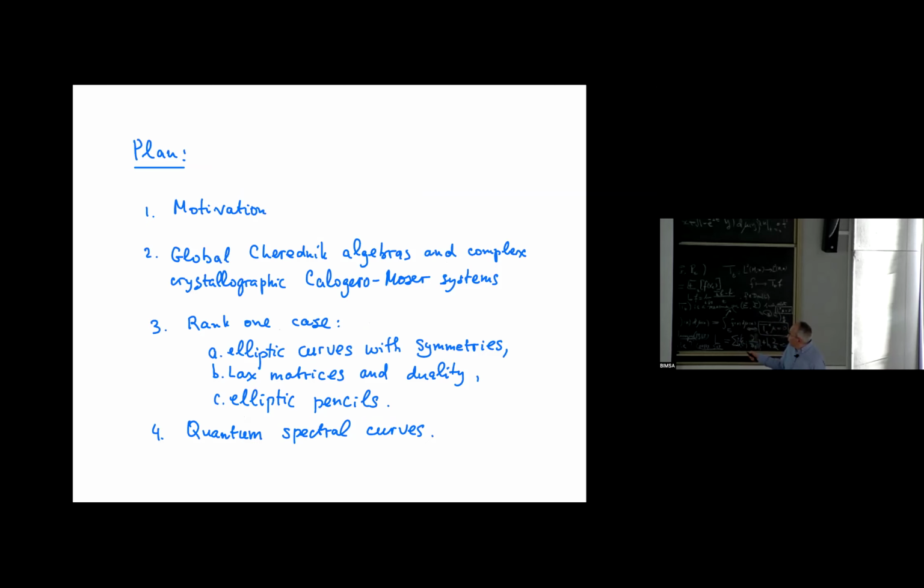And so let me just tell you the plan of the talk. I will give some motivation. Then I will talk about Coxeter-theoretic algebras, which underlie the construction of these integrable systems. And then mostly I will talk about the rank 1 case, the simplest possible case, where already you see some interesting geometry and interesting features. So the main underlying geometric object here will be an elliptic curve with symmetries.